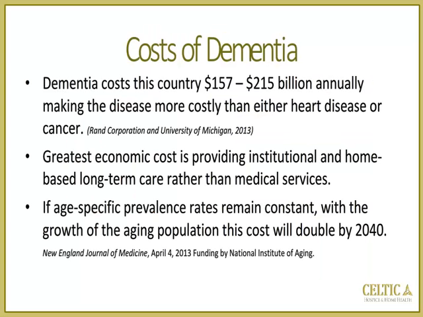Let's explore the costs of dementia. Dementia costs this country $157 to $215 billion annually, making the disease more costly than either heart disease or cancer. The greatest economic cost is providing institutional and home-based long-term care rather than medical services. If age-specific prevalence rates remain constant with the growth of the aging population, this cost will double by 2040.